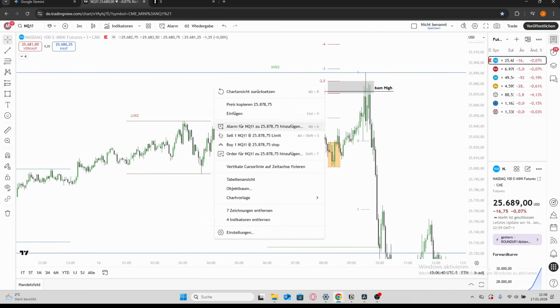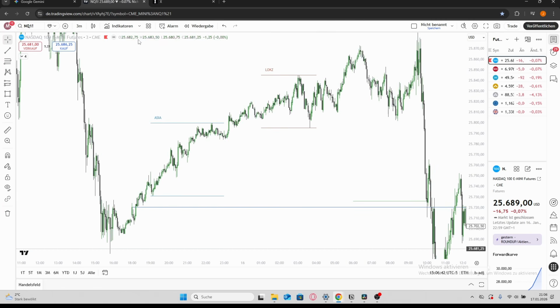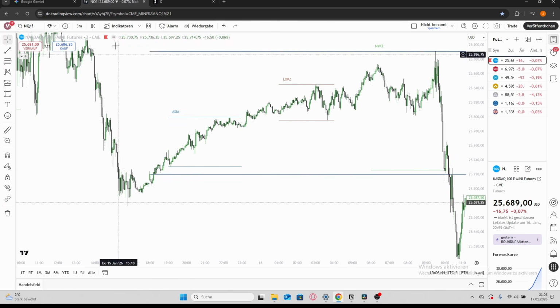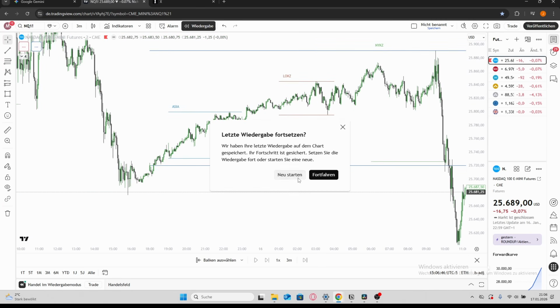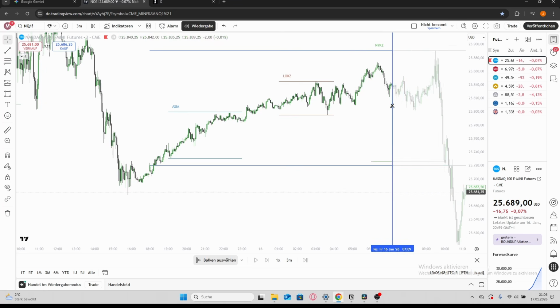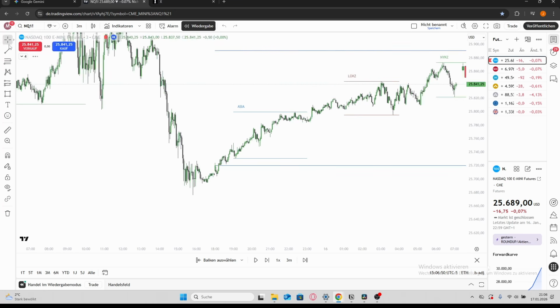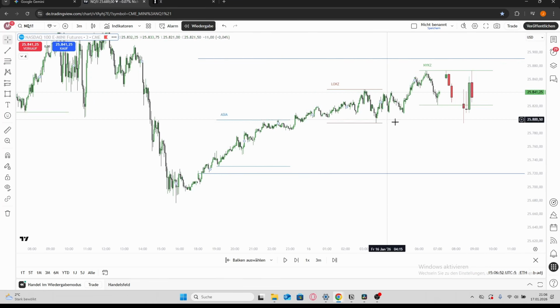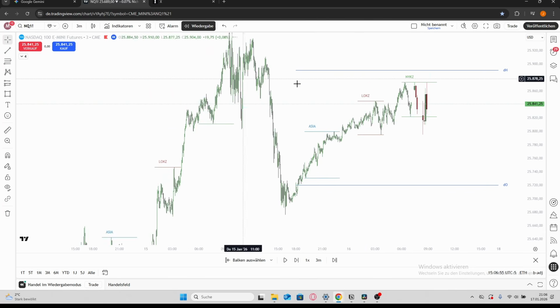I think we can delete the whole chart here, and I'm trying to explain to you the whole process. So what we do before this is I want to go back here. Let's start with the replay mode. And today I had a bearish bias.